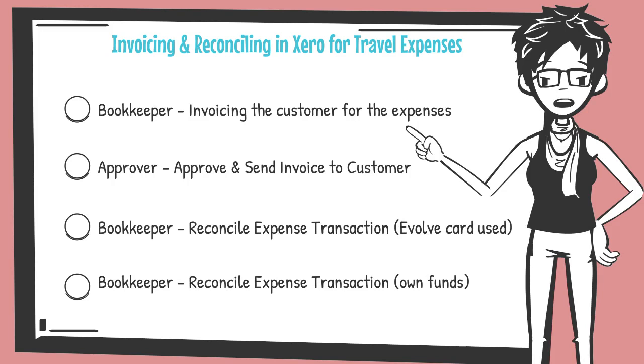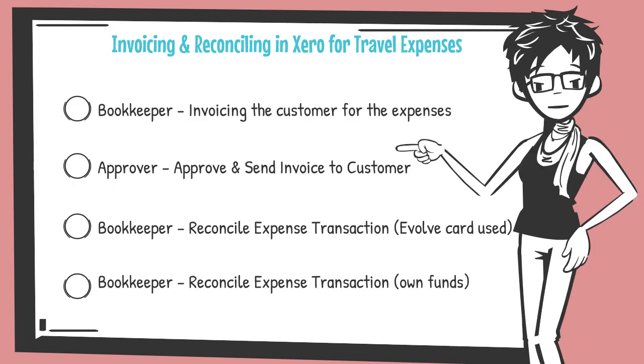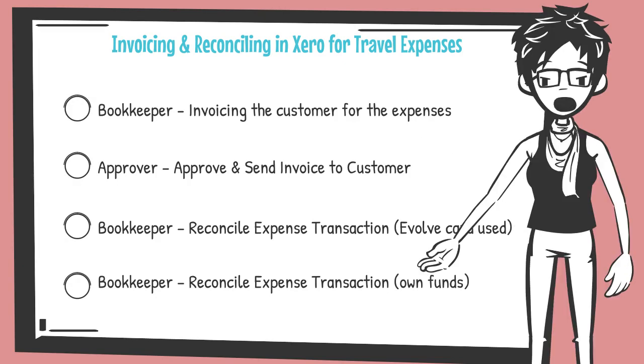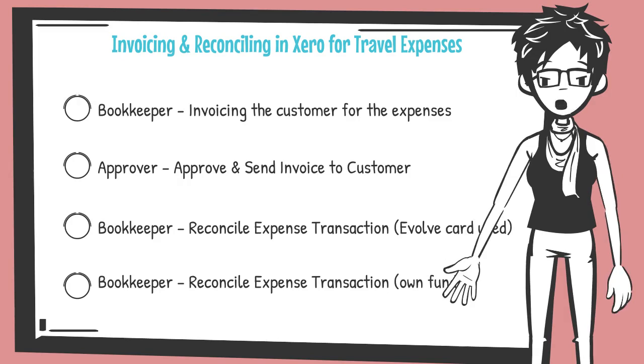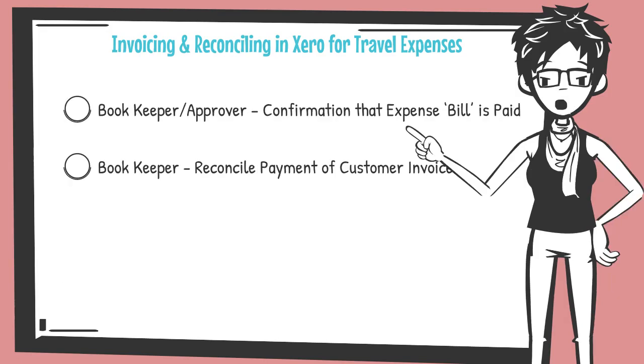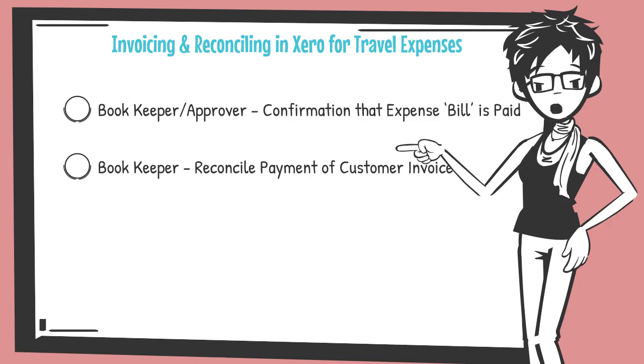Step 1. Bookkeeper. Invoicing the customer for expenses. Step 2. Approver. Approve and send invoice to customer. Step 3. Bookkeeper. Reconcile expense transaction if an Evolve credit or debit card was used. Step 4. Bookkeeper. Reconcile expense transaction if staff or contractors' own funds were used. Step 5, bookkeeper and approver confirm that the expense bill is paid. And step 6, bookkeeper reconcile the payment of customer invoice.